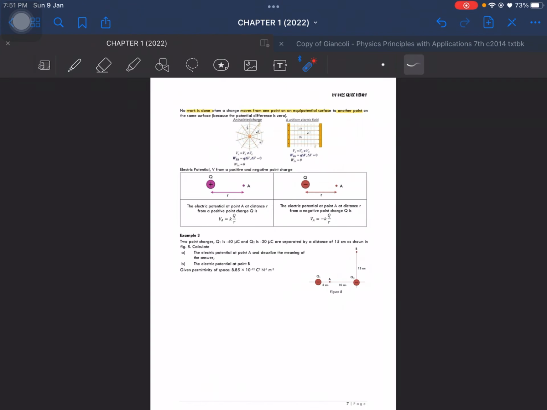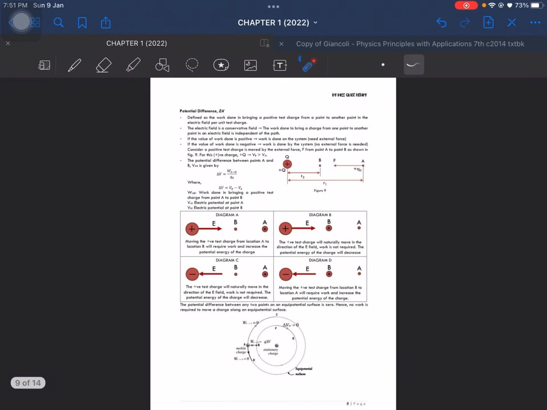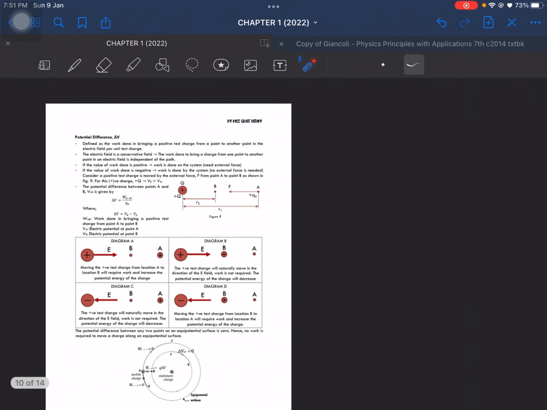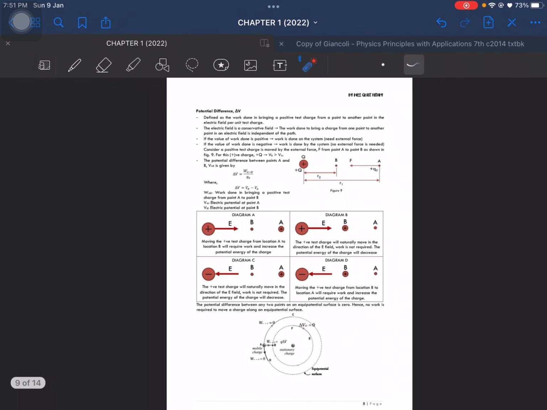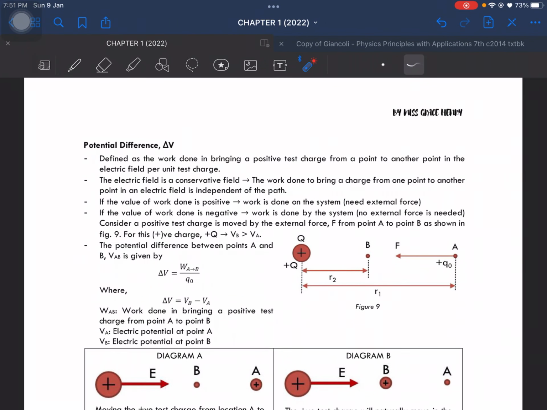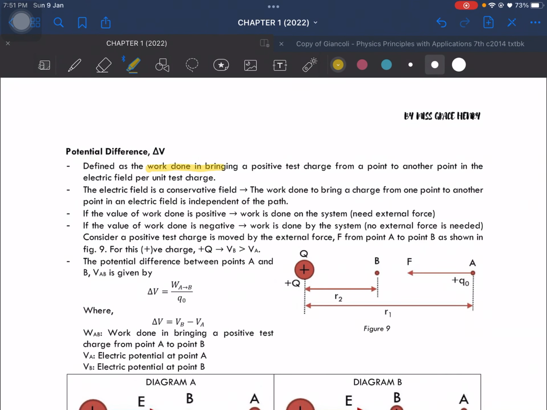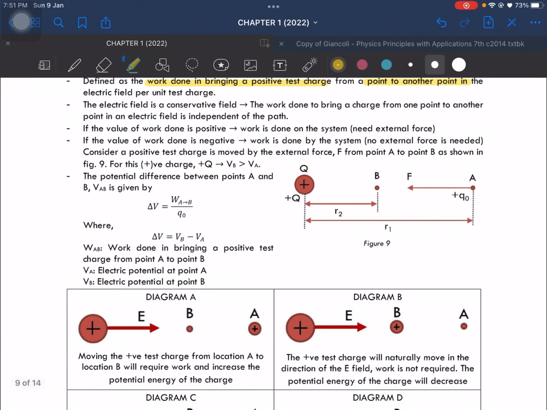Alright, I think that is, oh no, we haven't ended yet. Yes, okay. Oh, so this subtopic is quite long. Okay, so potential difference is delta V. It is defined as the work done in bringing a positive test charge from one point to another point.